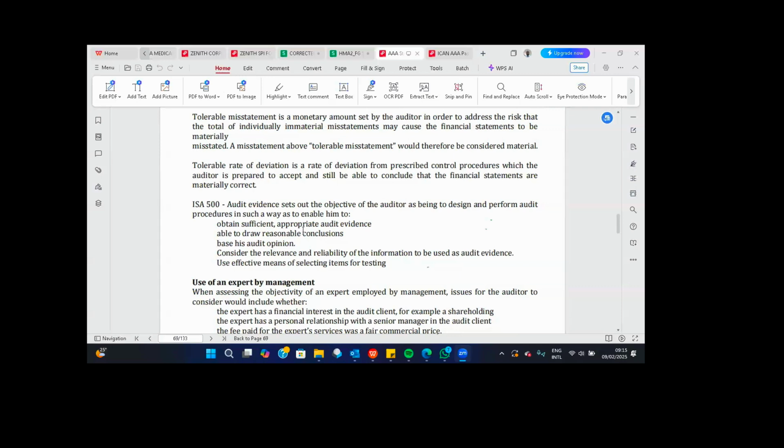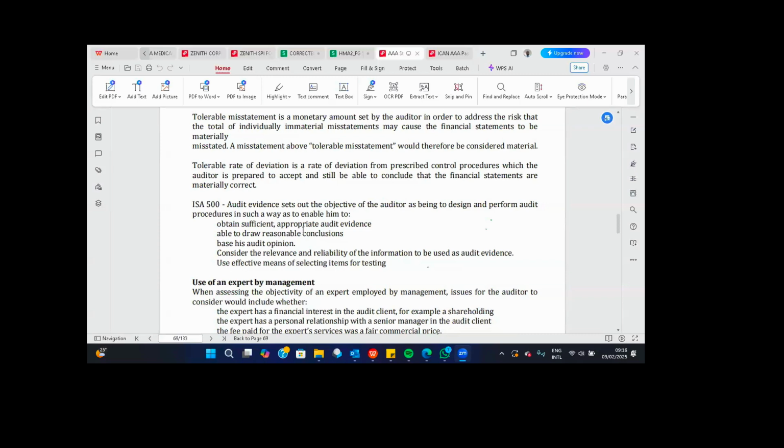Okay. So I was saying that there are two characteristics of audit evidence. What are the two characteristics? Sufficiency and appropriateness. So what is sufficiency? Sufficiency has to do with quantity. The amount of information obtained by the auditor will go a long way in assisting the auditor to reduce his audit risk. What is appropriateness? Appropriateness has to do with quality. The quality of audit evidence will also go a long way in reducing the audit risk.